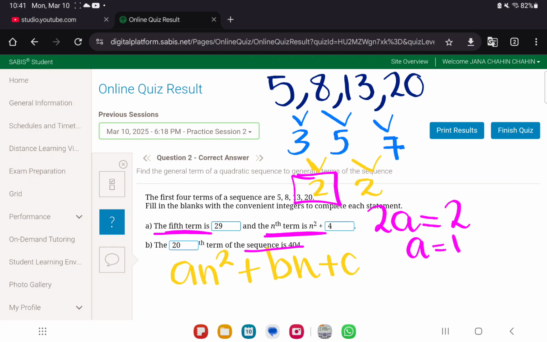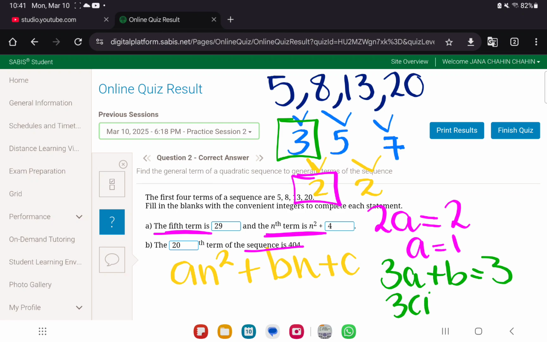Now to find b, I'll use a different color. To find b, you do 3a plus b is equal to this number here. So 3a is 3, so 3 plus b equals 3. b then equals 0, because 3 minus 3 is 0. So let's put the answers here: this is 1, this is 0.